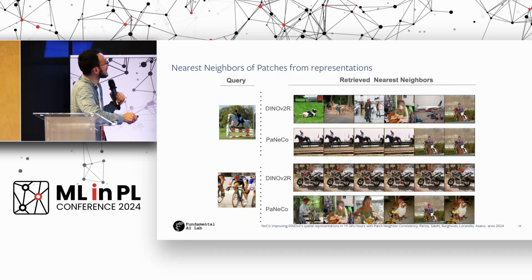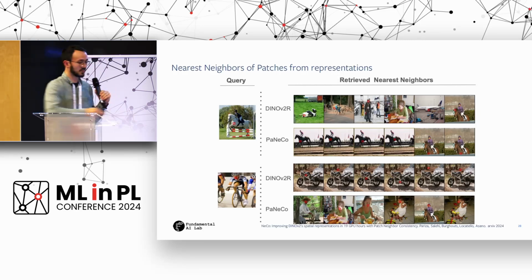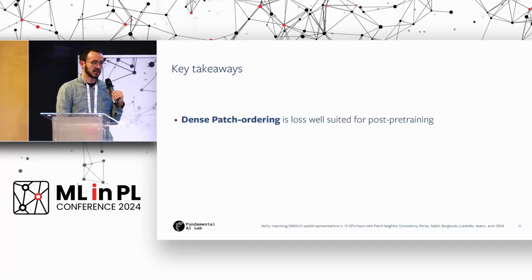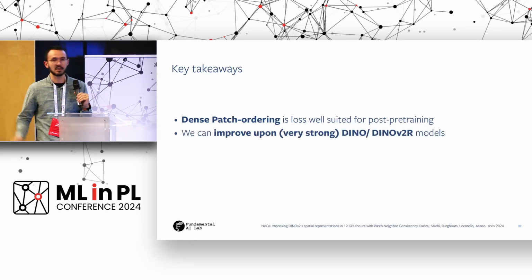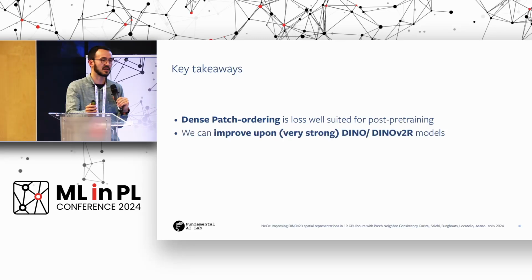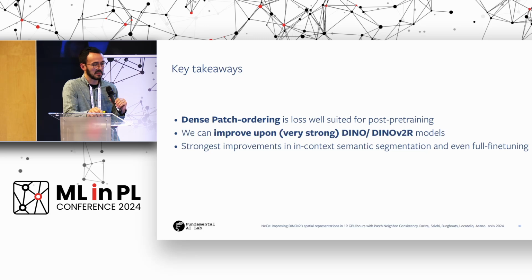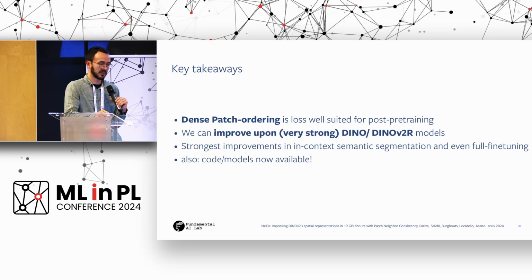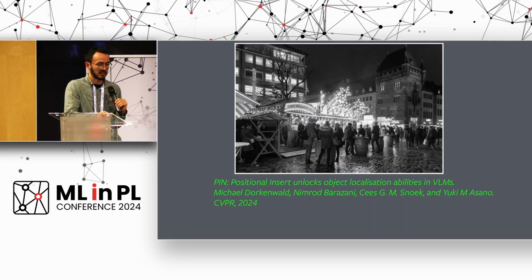And here we didn't limit it to only retrieving different patches. So it basically just says these two images are so much the same that all the nearest neighbors come from this single image, which is kind of strange. Same for this one. So from this paper, essentially what we propose is this dense patch ordering as a self-supervised loss term, which converges pretty quickly and can improve upon the very strong Dino models, especially in the in-context semantic segmentation tasks, but even for full fine-tuning. And of course, code and models are available.